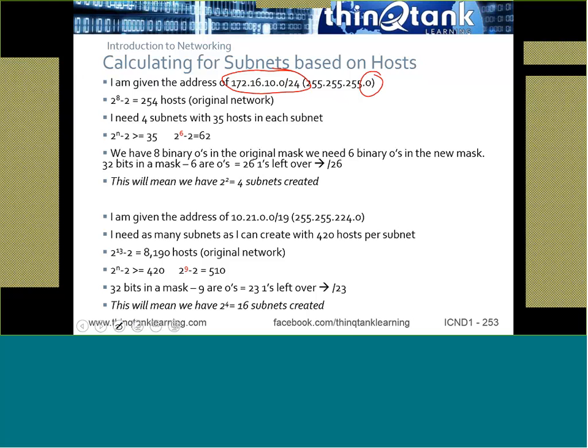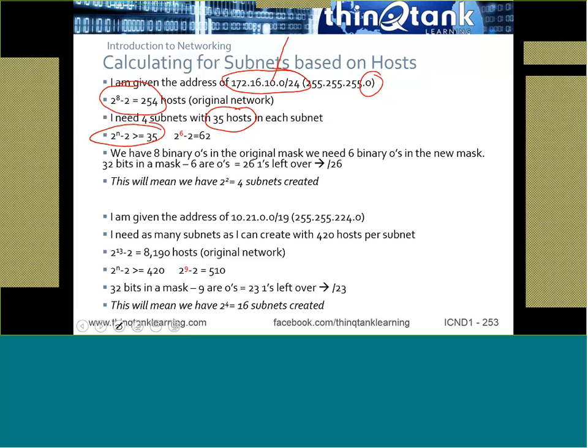All right. So 2 to the power of 8 minus 2, that's how many hosts I can support in my original subnet. I need 4 subnets, but each of those subnets has to support 35 hosts. Put it into the formula: 2 to the power of n minus 2, greater than or equal to 35.